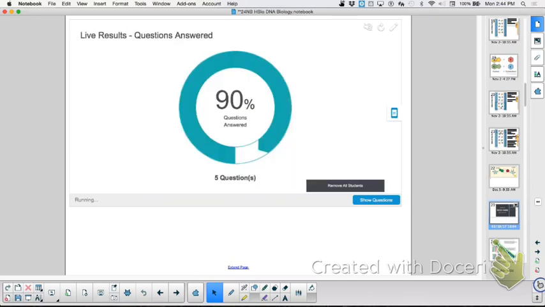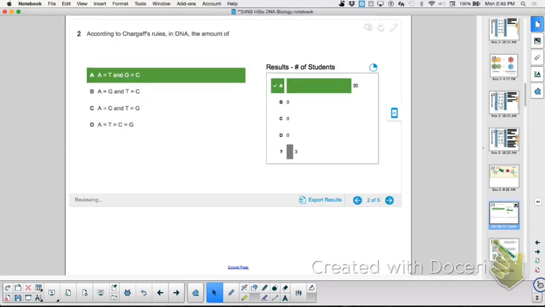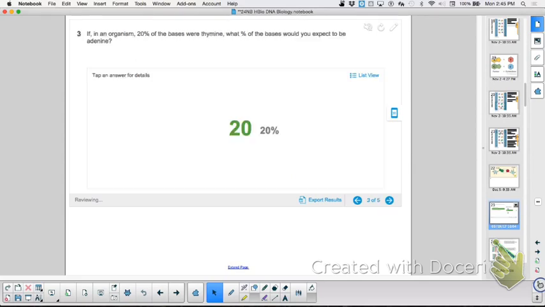Okay, so let's see how you did. So in the Hershey and Chase experiments, radioactive phosphorus was found inside the bacterial cells, not outside, because what the virus injected in was its nucleic acid, not a protein. According to the chart, good job. Everybody who answered got that right. You need me to go over that at all? Don't make weird noises. This next one's perfect. Do you need me to clarify this at all?